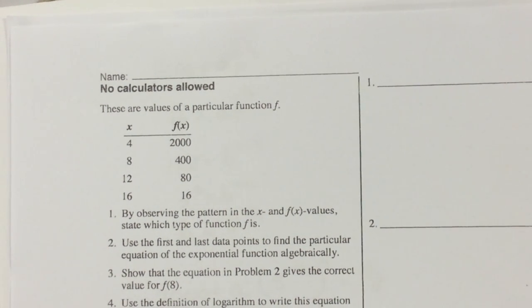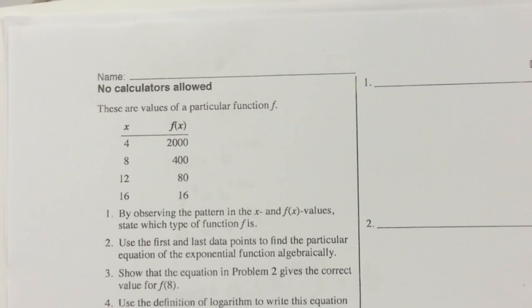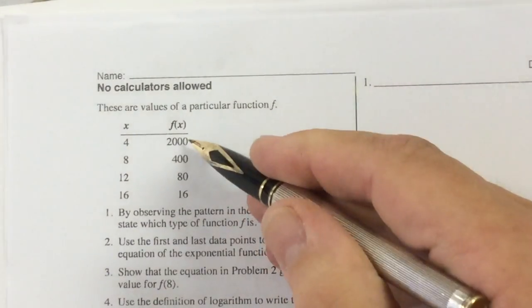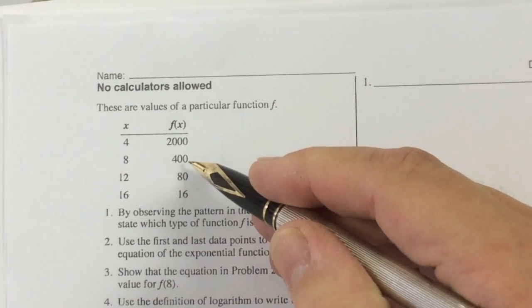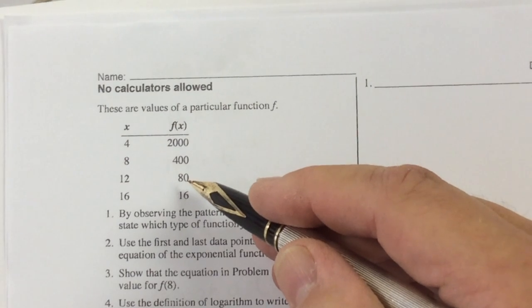These are the values of a particular function f. And the first question is, what kind of function is this? If you look first at the f of x values, it's pretty clearly not an add thing, because you'd have to add negative 1600 to get here, and if you add negative 1600, you're clearly not getting here.